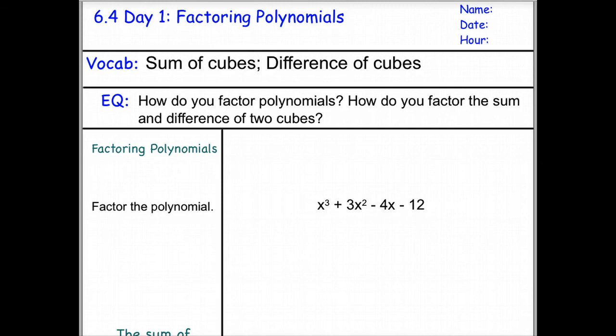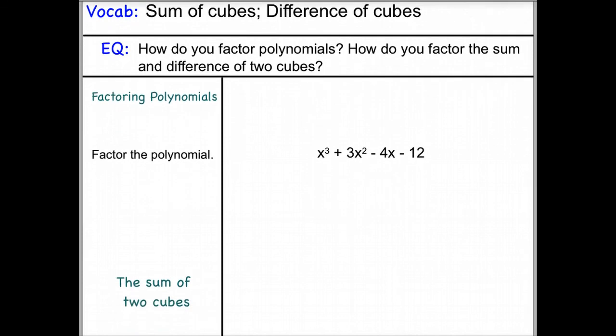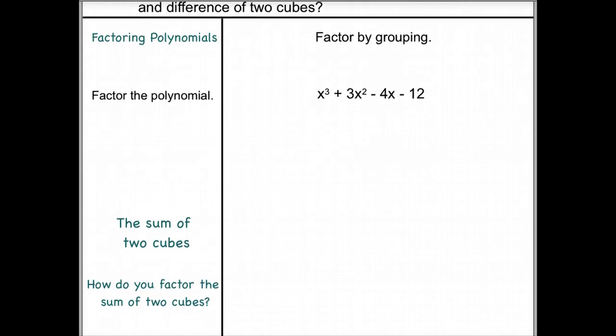So the new vocab we're going to talk about today is sum of cubes and difference of cubes. Our essential question is, how do you factor polynomials? How do you factor the sum and difference of two cubes? So first of all, when we want to factor polynomials, we are going to factor by grouping. So let's work on factoring this polynomial.